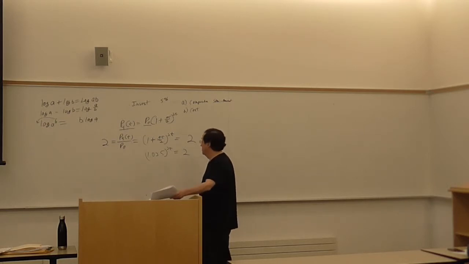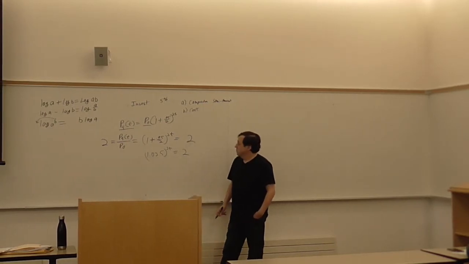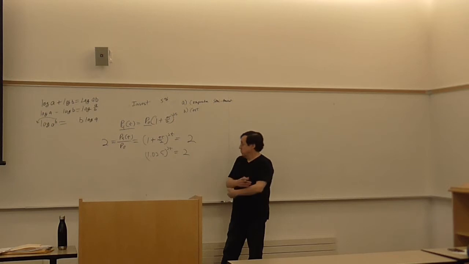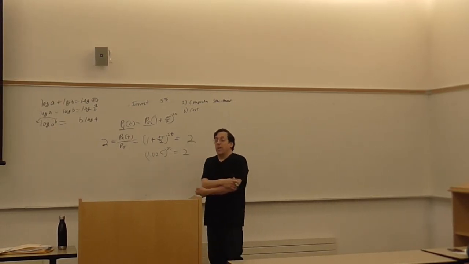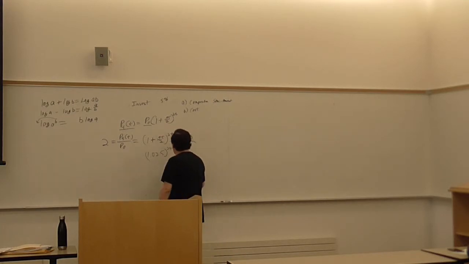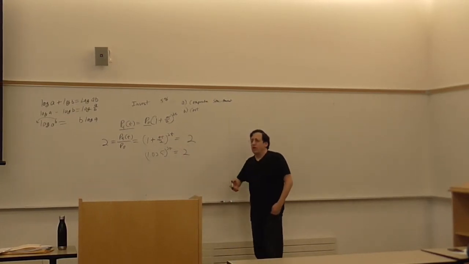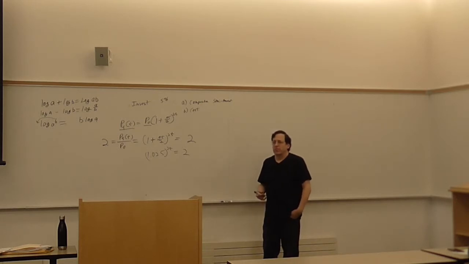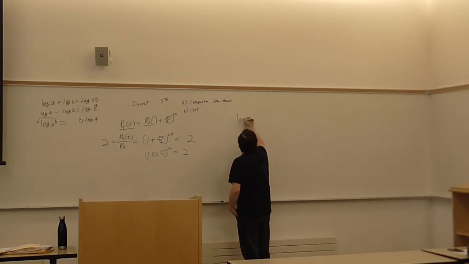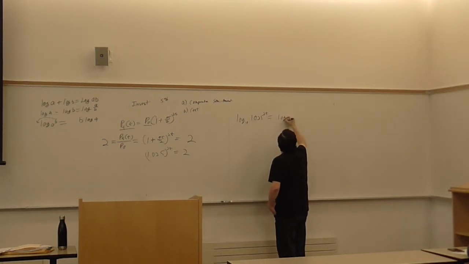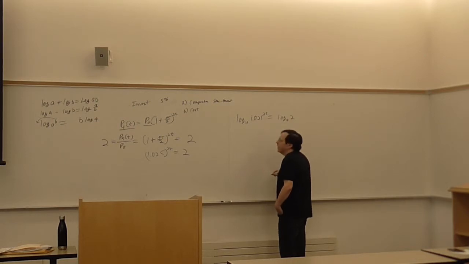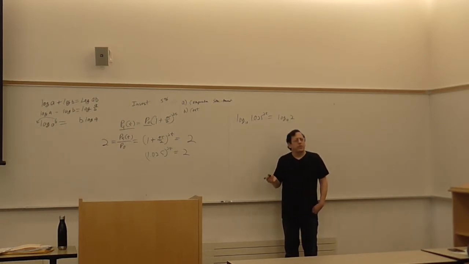What can I do? Yes? Log. I can find the log of both sides. Let's pick a nice log so that if we have to use our calculator, it's going to work out, right? So let's take the log to the base 10 of 1.025 to the 2t equals log to the base 10 of 2. And thank you. What do I do next?